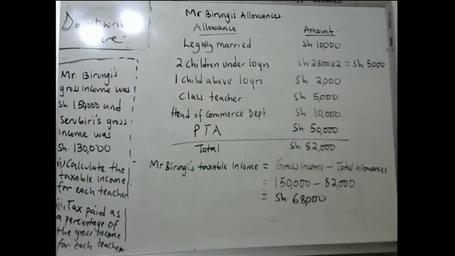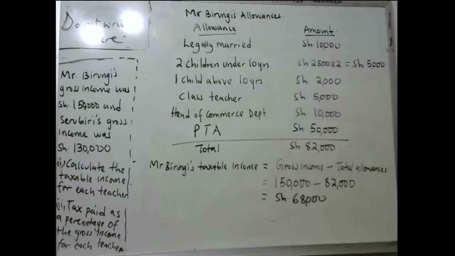Mr. Birungi's taxable income is equal to his gross income minus the total allowances he is entitled to. Those are the allowances that Mr. Birungi gets. The mathematics here is very simple. These are things that we have seen in our daily lives. Someone's income, and when you deduct off the gross income, when you deduct off the allowances, what you remain with, it can all be subjected to taxation.